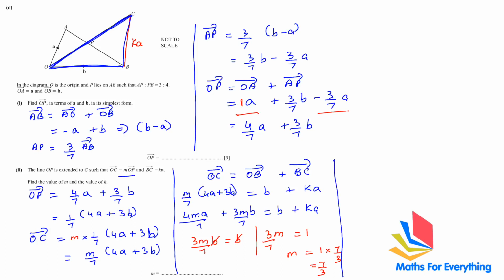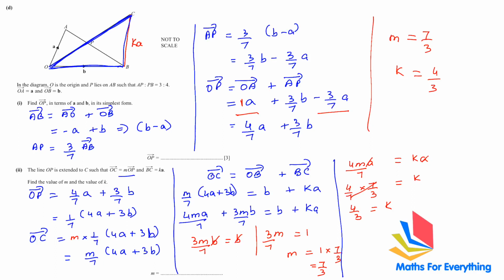Now you want to find k. So 4m a over 7 is equal to ka. We cancel the a and we replace the m with 7/3, which we found previously. And this will give us 4/3 is equal to k. So we found the m and the k. m is equal to 7/3 and k is equal to 4/3. I hope you understood this question.